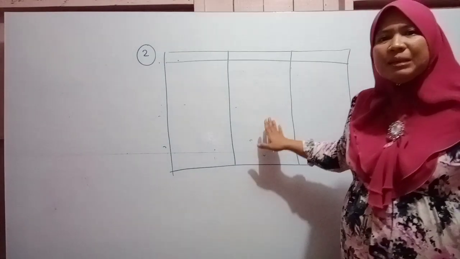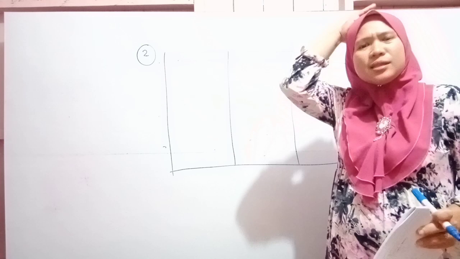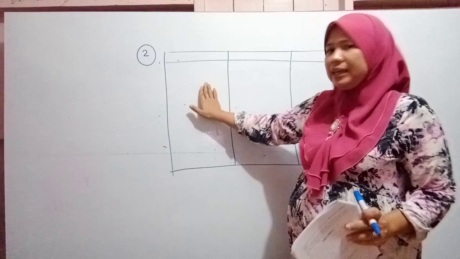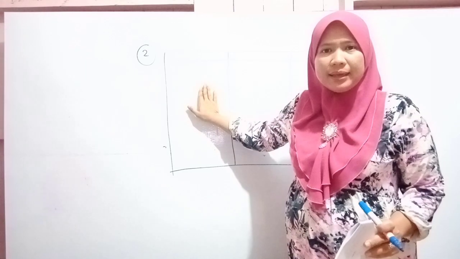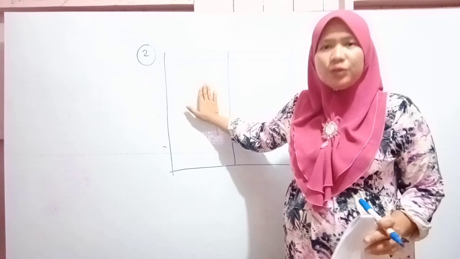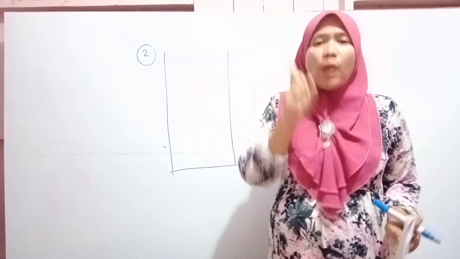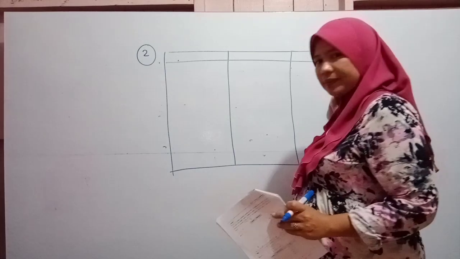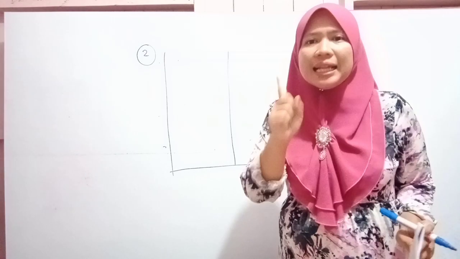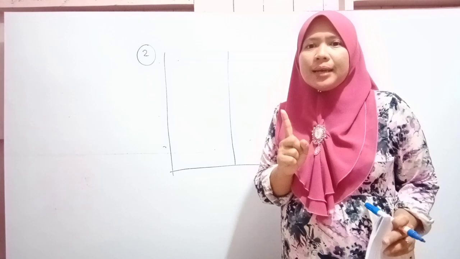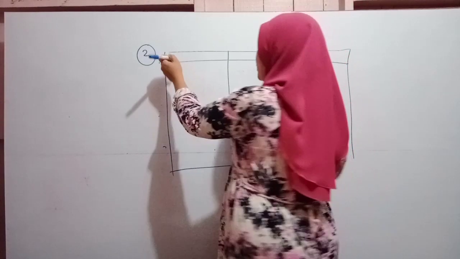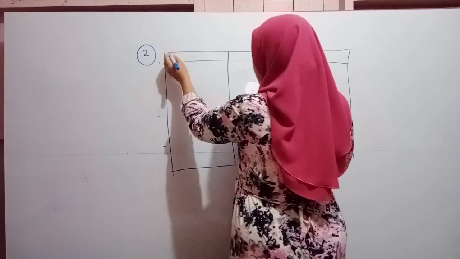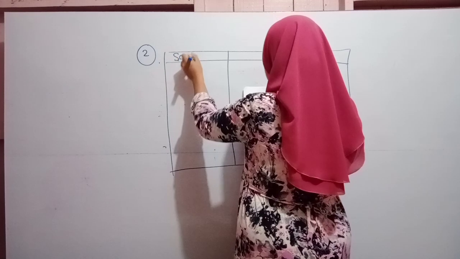Okay. Kenapa saya buat 3? Okay. So, you kena salin balik table yang dia bagi. Okay. Copy back the table. And then, you need to add one column. Okay. One column at the right side. Okay, satu kolom. Tambah satu lagi kolom. Okay, so you copy back the table. So, samples.